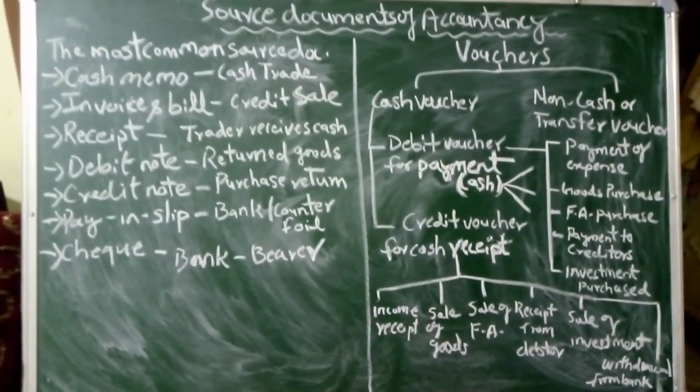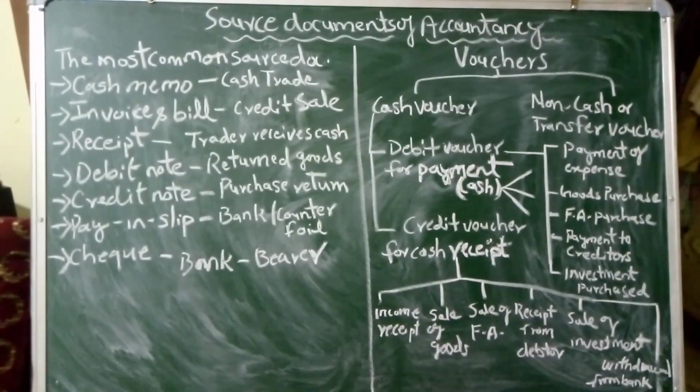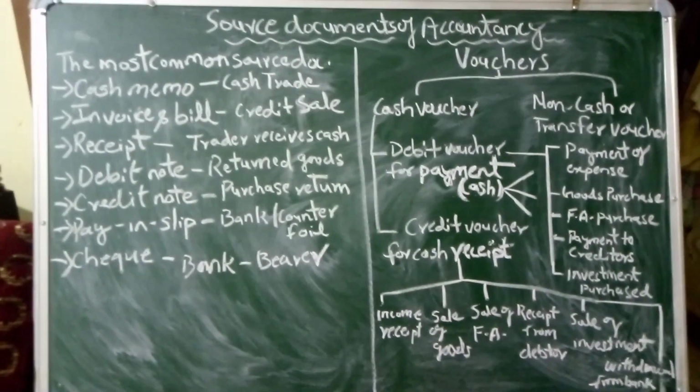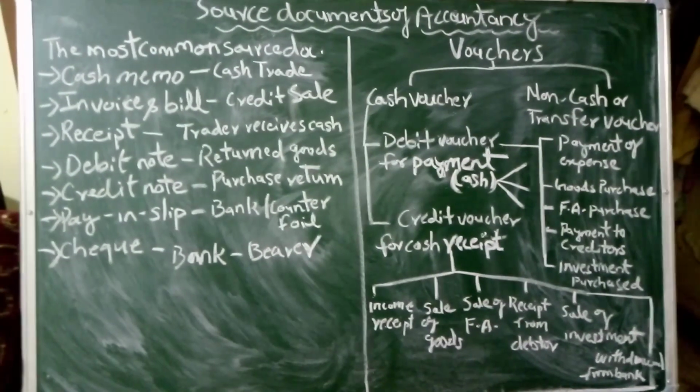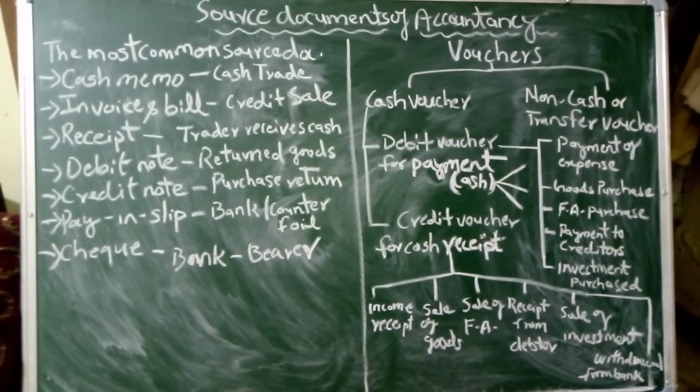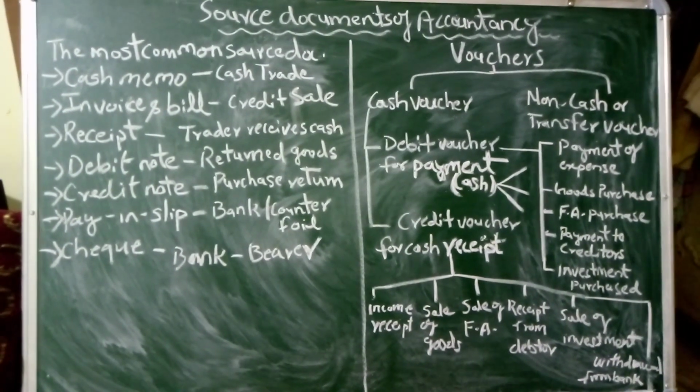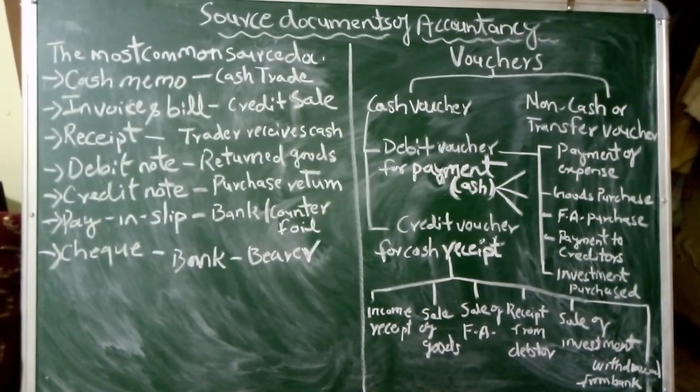So as you can see, I have divided it into two parts. On the left side are the most common source documents. The first one is cash memo, then invoice and bill, receipt, debit note, credit note, pay in slip, check. So let's look into this one by one.